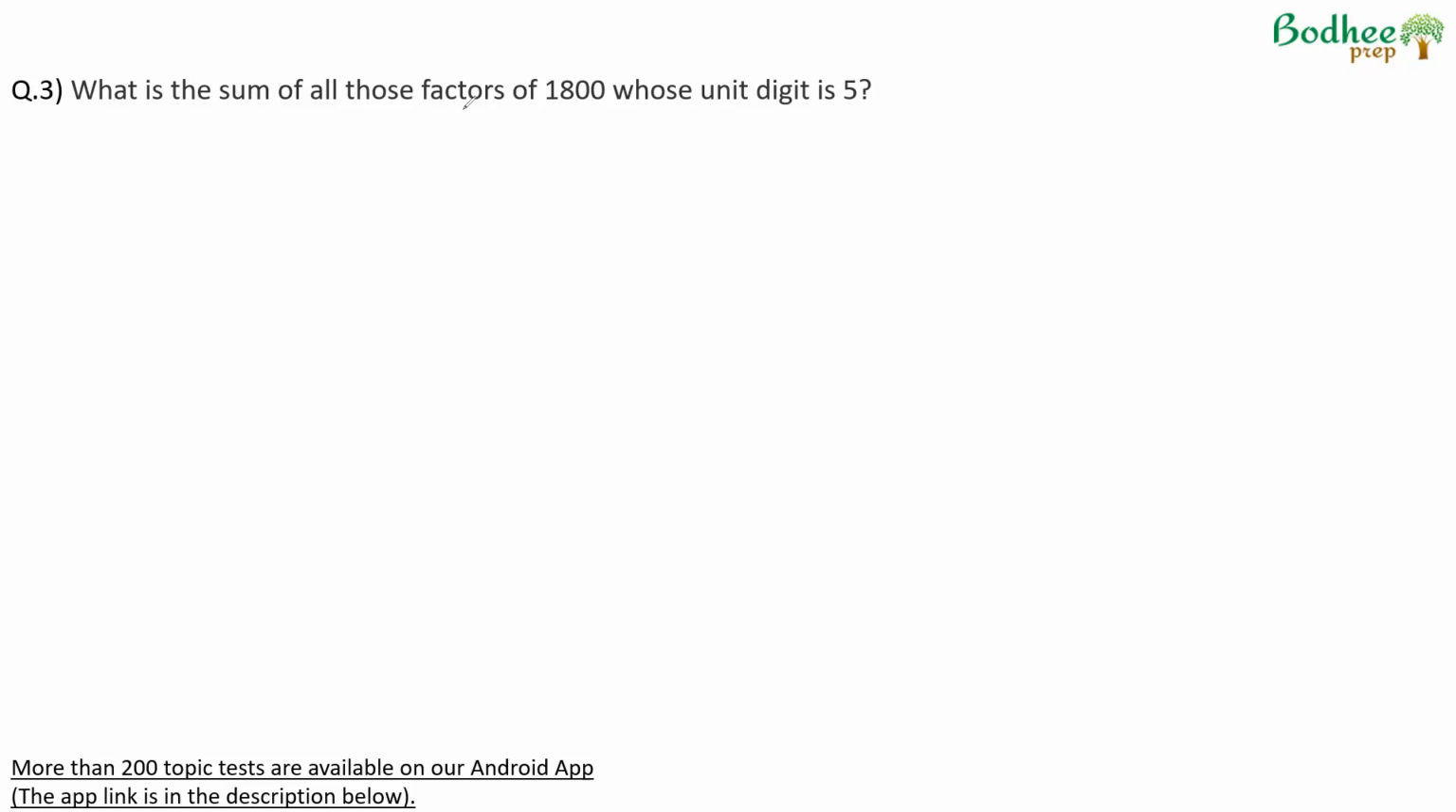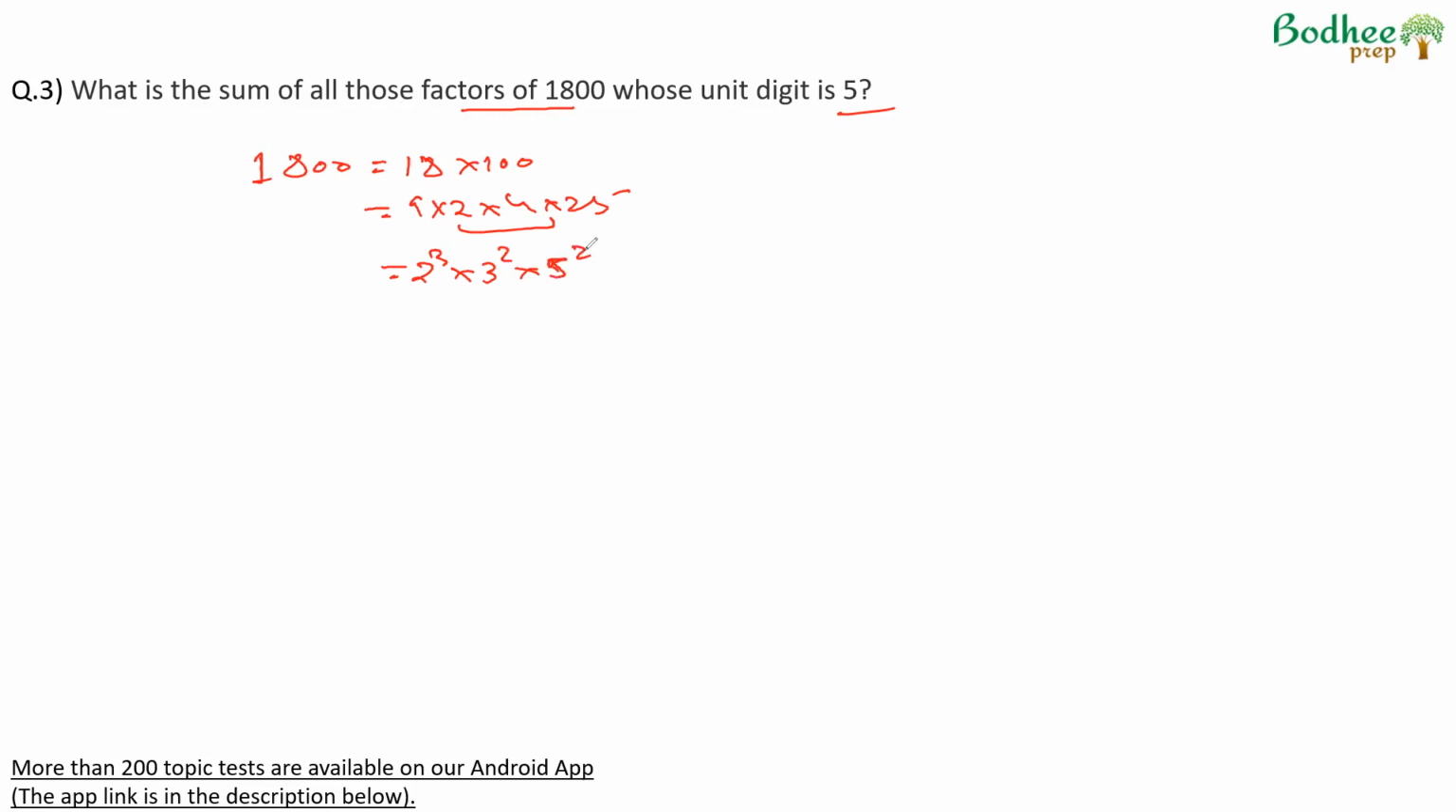What is the sum of all those factors of 1800 whose unit digit is 5? 1800 is factorized as 18 into 100, which is 9 into 2 into 4 into 25. So from here, we get 2 cube. From here we get 3 square. From here we get 5 square.